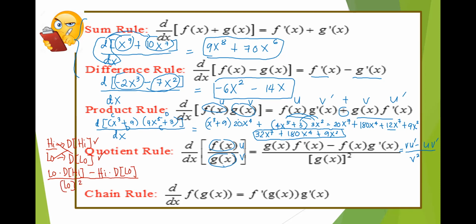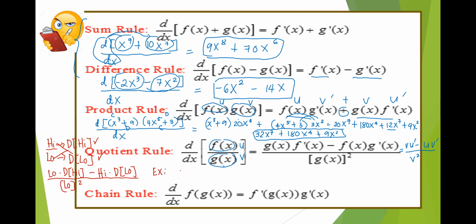Yan. So, again, low d high means denominator times derivative of the numerator minus high d low, which means numerator times derivative of the denominator over the denominator squared. Let's have an example for this.